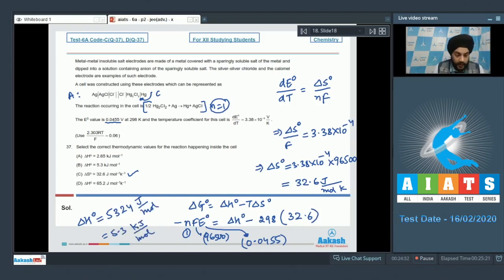So if we talk about the correct options out of A, B and D, students, we can clearly see that option B is correct. So for question number 37, we have to mark the correct answer as option B and option C. Let us look at the next question now.